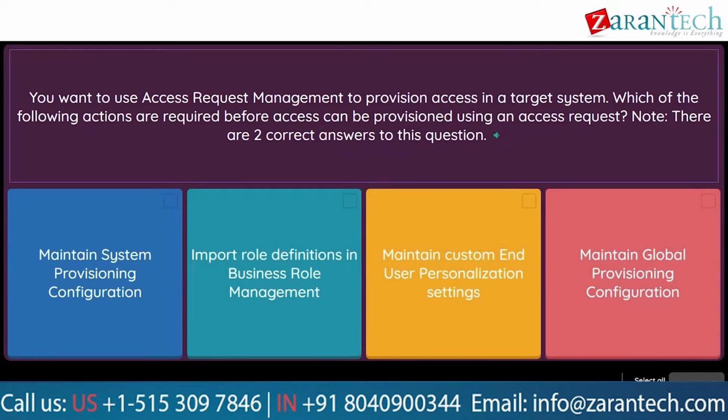Question: you want to use Access Request Management to provision access in a target system. Which of the following actions are required before access can be provisioned using an access request? Note, there are two correct answers to this question. Option 1 Maintain system provisioning configuration. Option 2 Import role definitions in business role management. Option 3 Maintain custom end-user personalization settings. Option 4 Maintain global provisioning configuration.